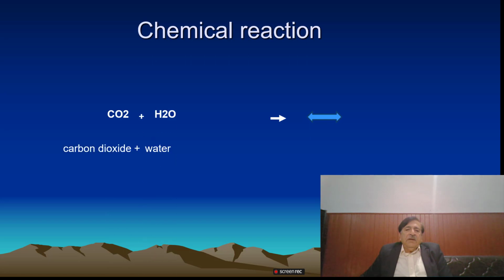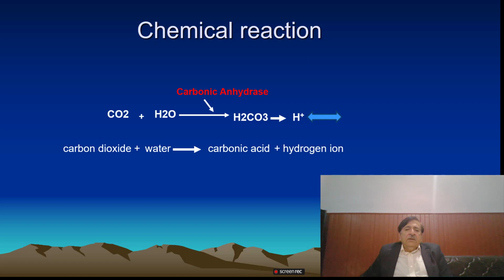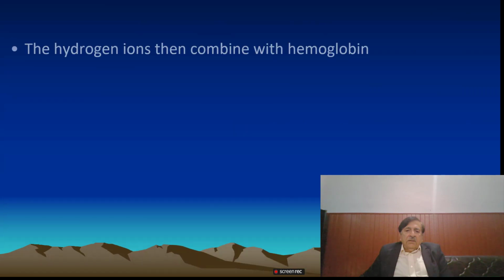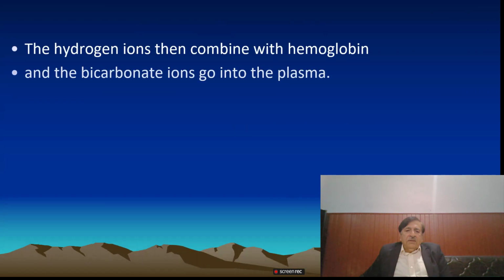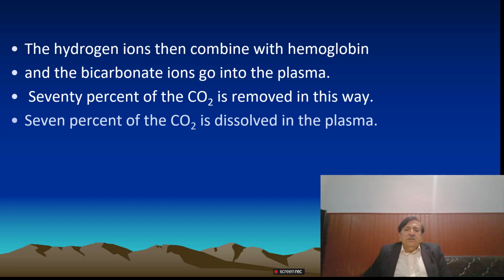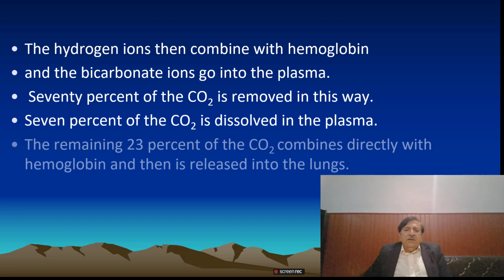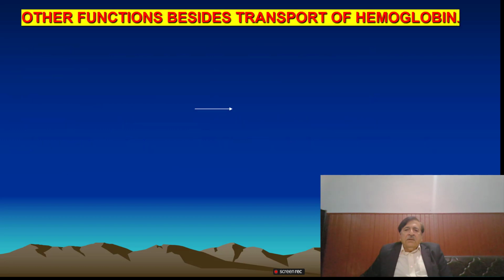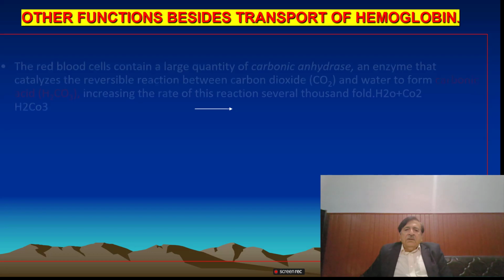This is the chemical reaction. Carbon dioxide combines with water and, under the influence of carbonic anhydrase, forms carbonic acid. This carbonic acid dissociates into hydrogen and bicarbonate ions. The hydrogen ion then combines with hemoglobin and the bicarbonate ion goes into the plasma. 70% of the carbon dioxide is removed in this way. 7% of carbon dioxide is dissolved in the plasma. The remaining 23% of the carbon dioxide combines directly with hemoglobin and then is released into the lung.